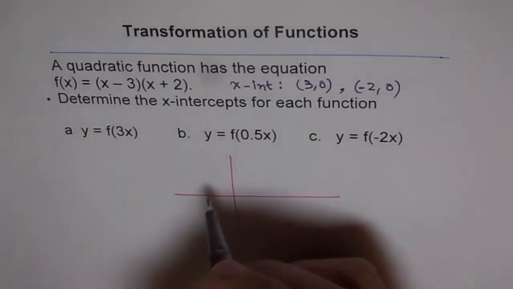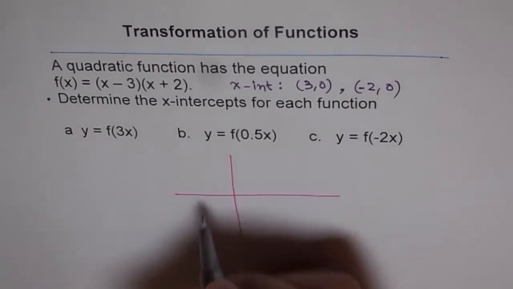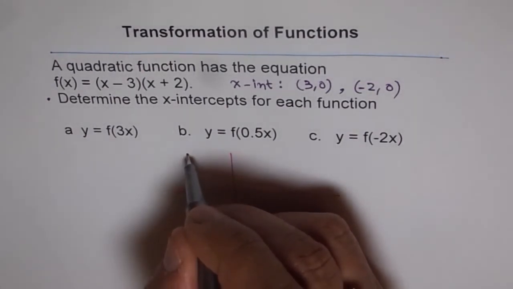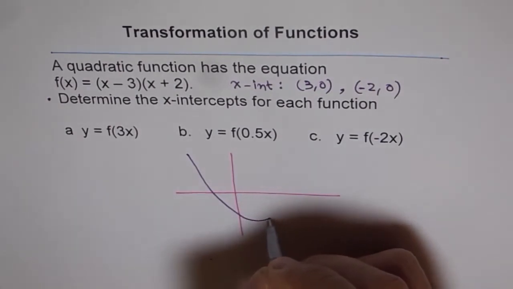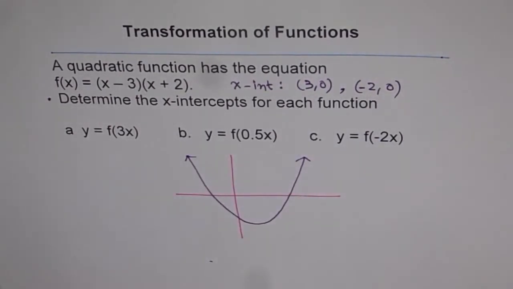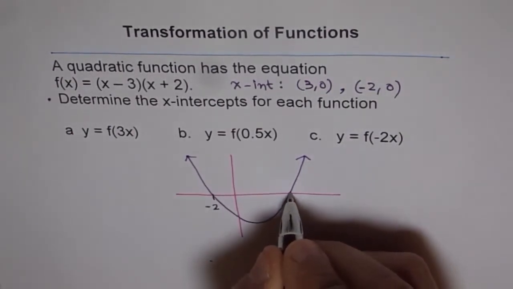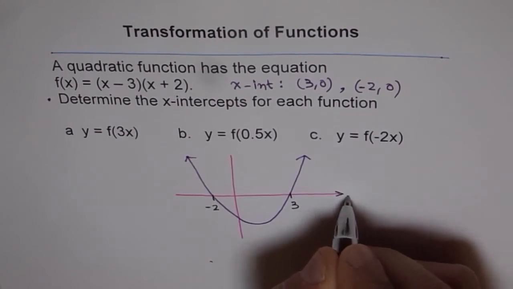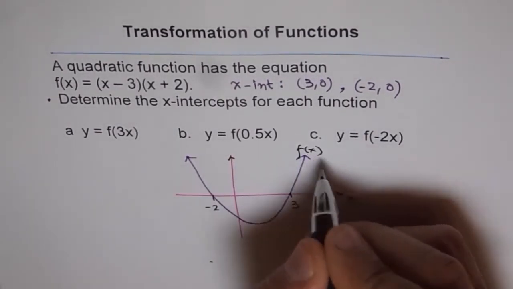So we have x-intercept at 3, which is here, and at -2, which is here. So we can draw our function which is moving up kind of like this, right? Let's say this is our parabola, and these points are, this is -2 and that is 3 for us, right? So this is the x-axis and this is y. And this is my function f(x).